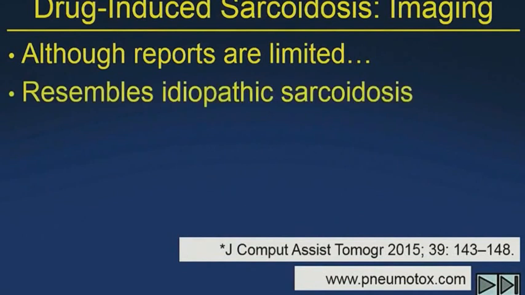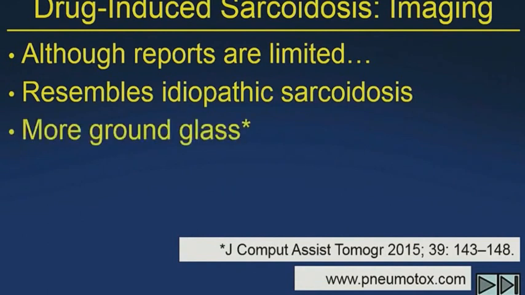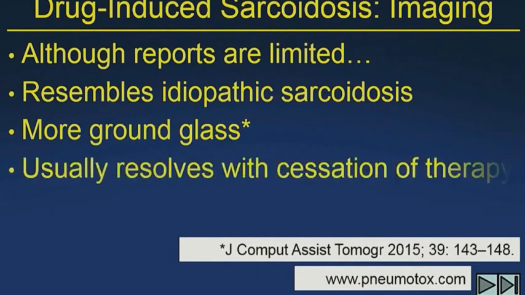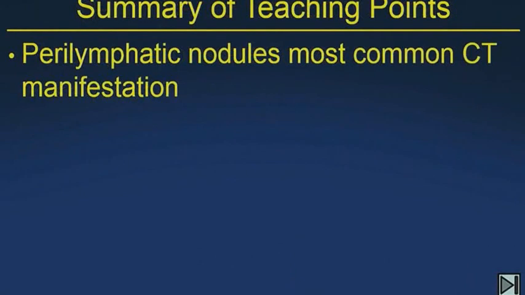Now, in terms of imaging, although reports are relatively limited, it seems that drug-induced sarcoid resembles idiopathic sarcoid for the most part. One article suggested that you might see a little bit more ground glass opacity than you would see in a patient with idiopathic sarcoidosis. But most importantly, it's important to think about it because disease clinically and radiologically will usually resolve with cessation of therapy, and usually relatively quickly.